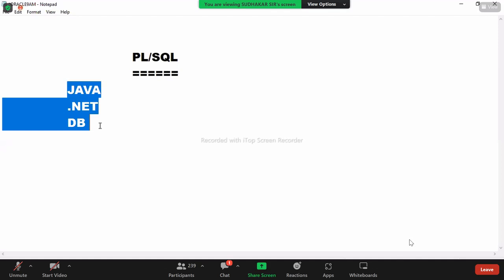Selenium plus SQL combination, AWS plus SQL combination, DevOps plus SQL combination, data science plus SQL combination, ADF (Azure Data Factory) plus SQL combination, Power BI plus SQL combination, MSBI plus SQL combination. You can happily go and prepare your resume, and from tomorrow onwards you can try for jobs. Okay?